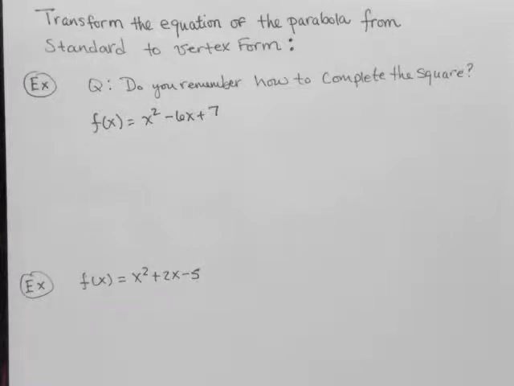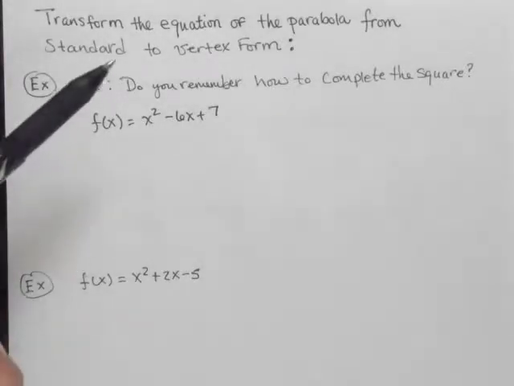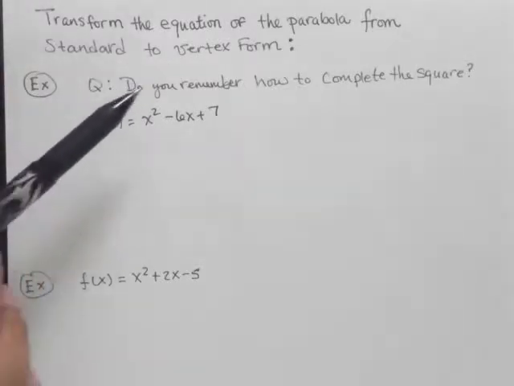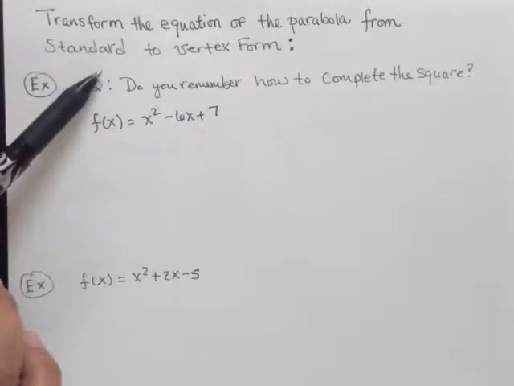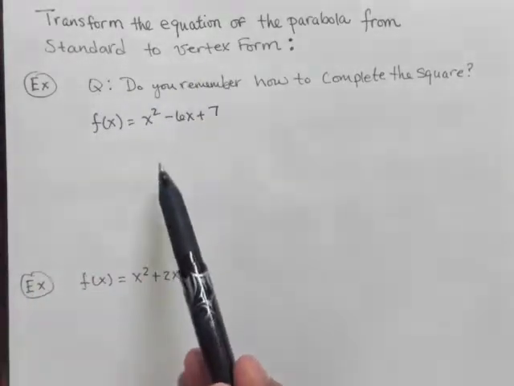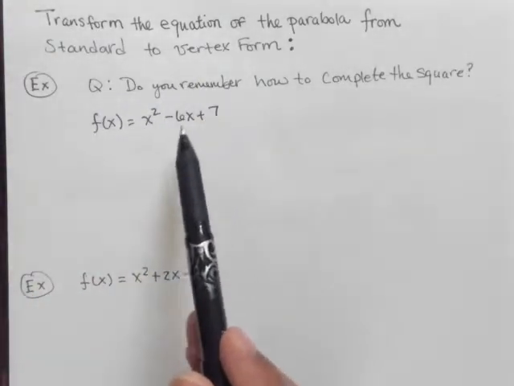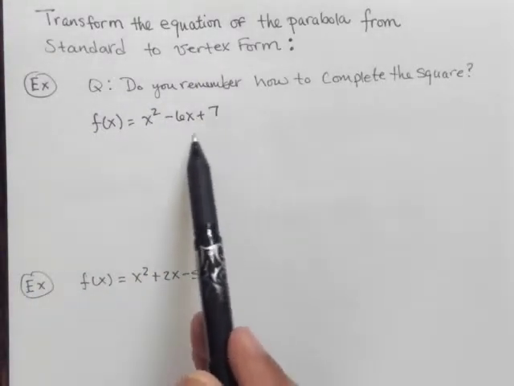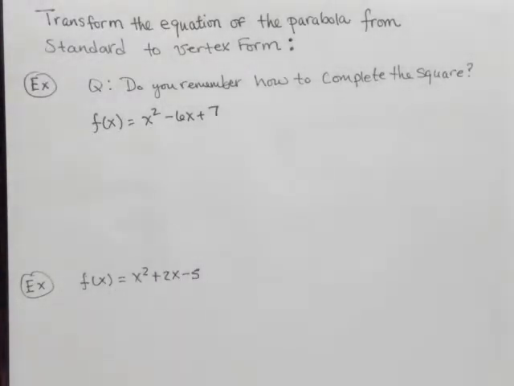Okay, in the following examples, we are asked to transform the equation, or the function in this case, of the parabola from standard to vertex form. So this is standard form, ax squared plus bx plus c. This is standard form. We're going to go into vertex form.